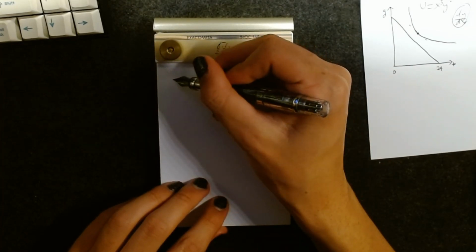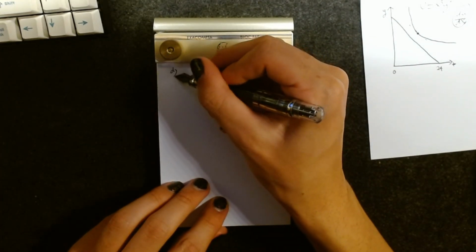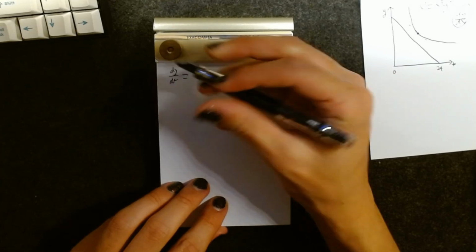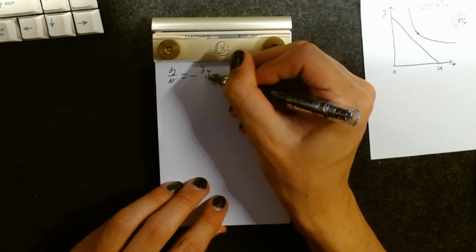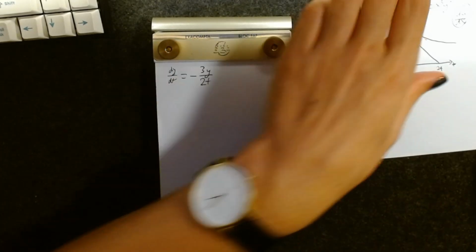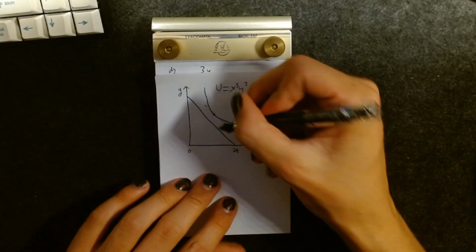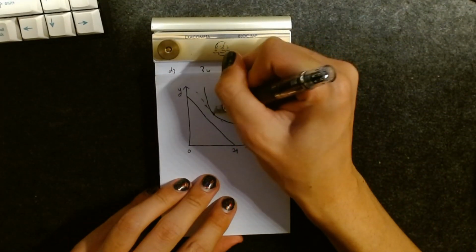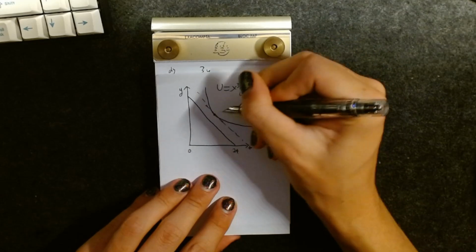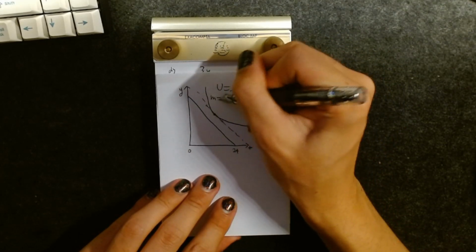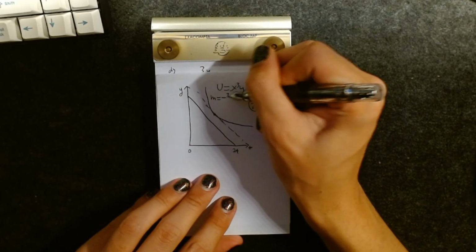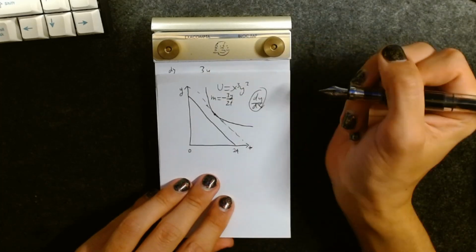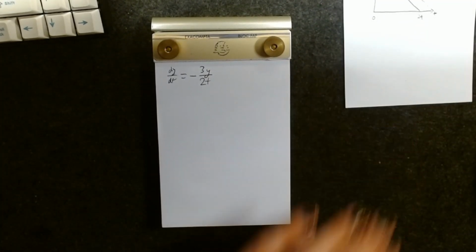So now we know that the MRS function, or essentially dy dt, is going to equal minus 3y over 2t. We now know that any gradient here is going to depend on this line, and that gradient, which I'm just going to quickly define as m, is going to be minus 3y over 2t. Now, let's look at B.